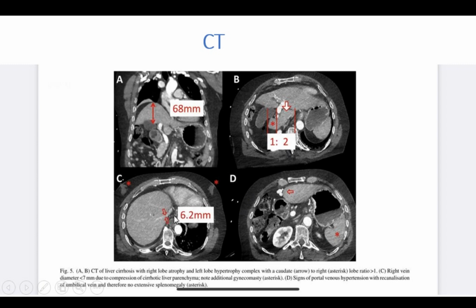Also here the vein is compressed by the effect of the course of the fibrosed liver. The diameter of the vein decreased. Which vein? Hepatic vein. And here is recanalization of the umbilical vessels. That's why we don't have splenomegaly here, because we have recanalization of the umbilical veins.